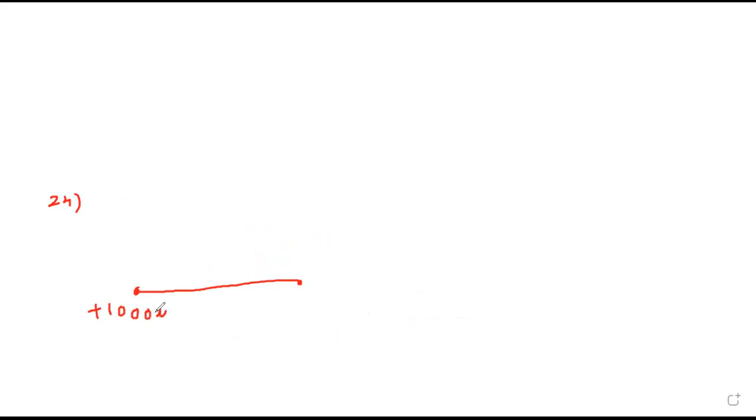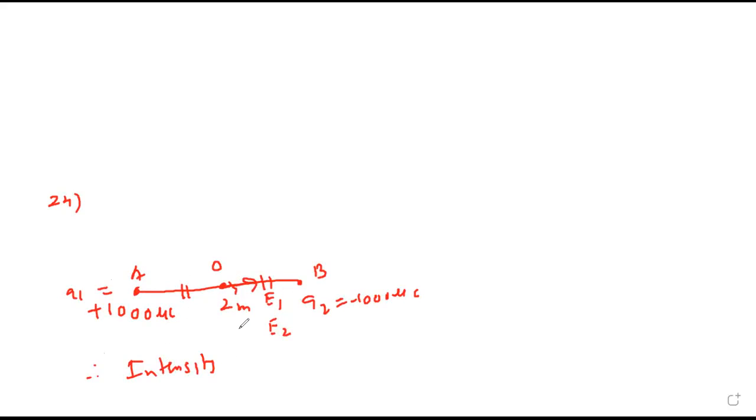Once again I'm explaining: 1000 microcoulomb and minus 1000 microcoulomb at points A and B at a distance of 2 meter. Find the intensity at midpoint. So this is positive charge, intensity will be outward. This is negative charge, it will be inward. So therefore intensity at midpoint equals E1 plus E2.